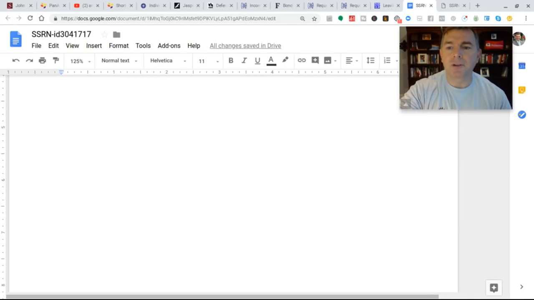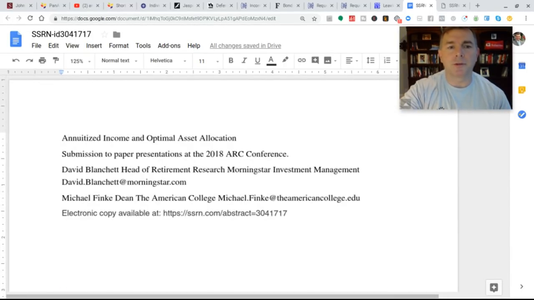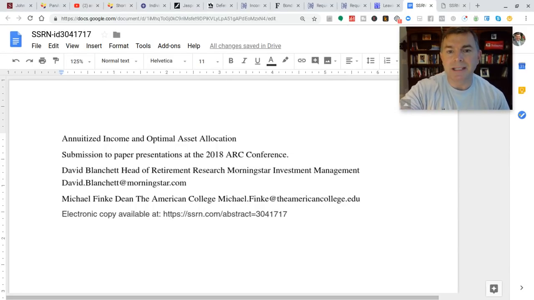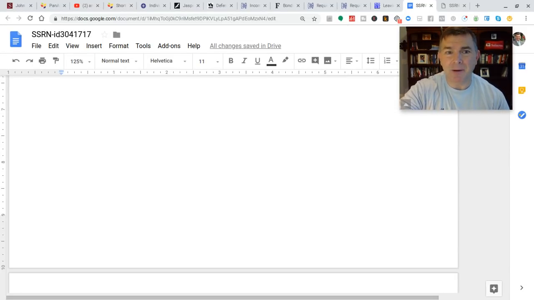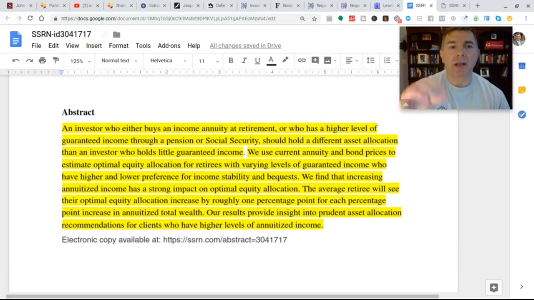So let's start here first and foremost. The authors are Dave Blanchett, who is the head of research at Morningstar, and then Michael Finke, who is a dean at the American College. He used to be one of the heads at Texas Tech, if I'm not mistaken. But anyway, all right, so the abstract of this article.